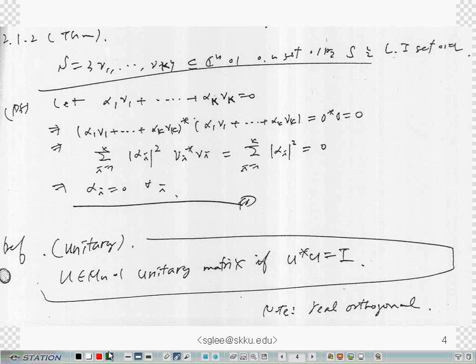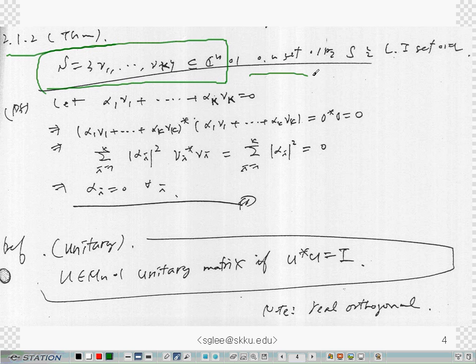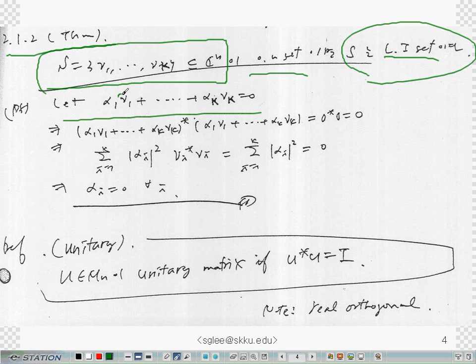First theorem. Suppose S is an orthonormal set, then S is a linearly independent set. This is orthonormal, then it is linearly independent. It's very easy to prove. Let the linear combination of that ON set be 0, and multiply by the complex conjugate of the same thing on the left.